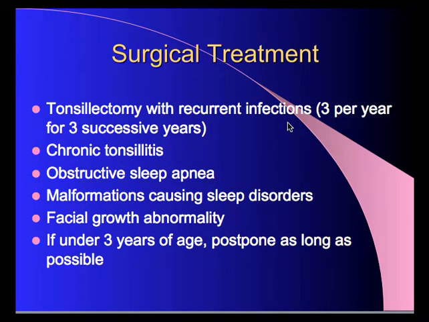Surgical treatment would be a tonsillectomy if they've had recurrent infections, and that's defined as 3 infections per year for 3 successive years. Or they could have chronic tonsillitis, obstructive sleep apnea, malformations that cause sleep disorders, and facial growth abnormality. If a child is under 3 years of age, they try to postpone the tonsillectomy for as long as possible because they have a much greater chance of the tonsils growing back and hypertrophying.